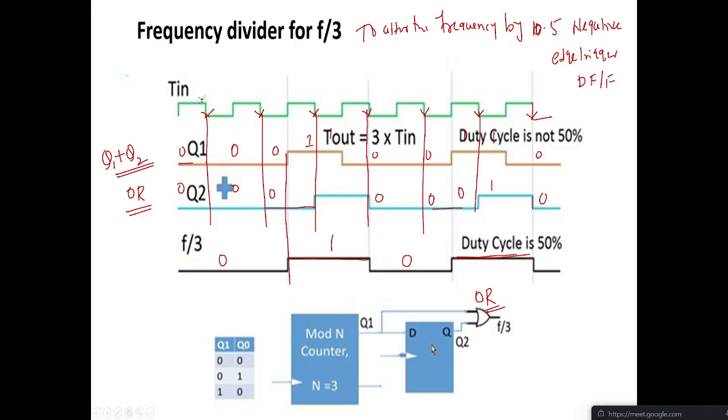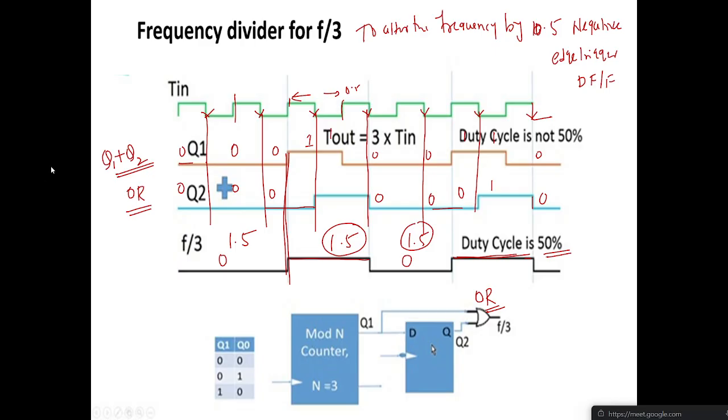Now you see, during this clock pulse, that means for 1.5 clock cycles it is on and for 1.5 it is off. This is one clock cycle, and from here to here is 0.5 clock cycle. So 1.5 it is on, 1.5 it is off. How much duty cycle are you getting? 50%. Did you understand?